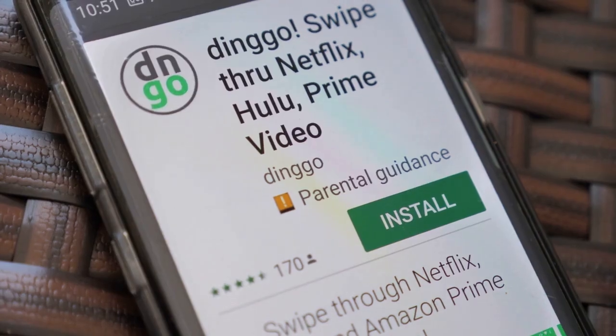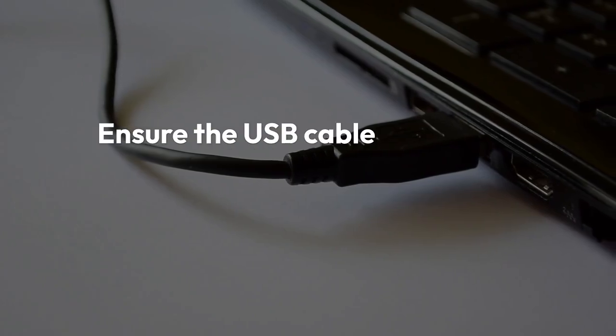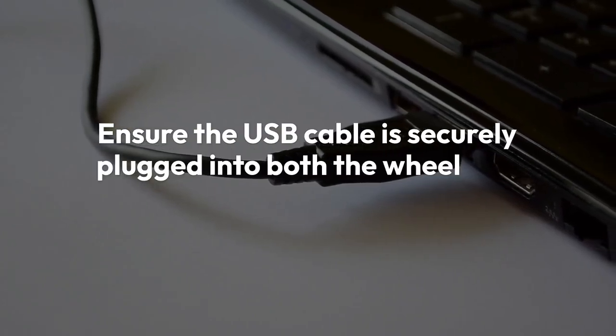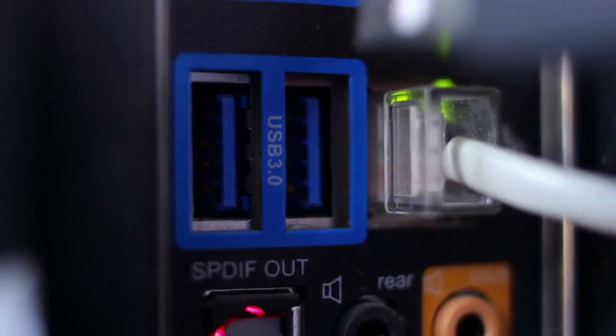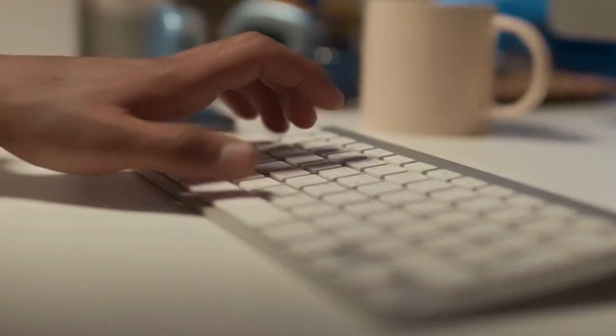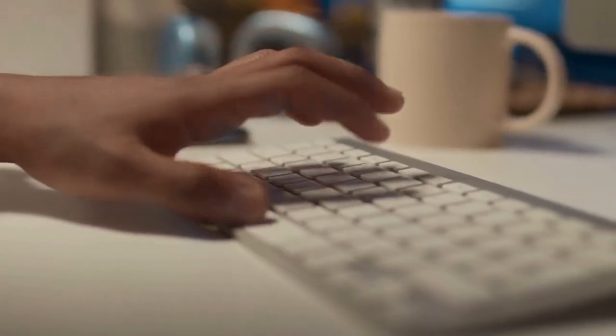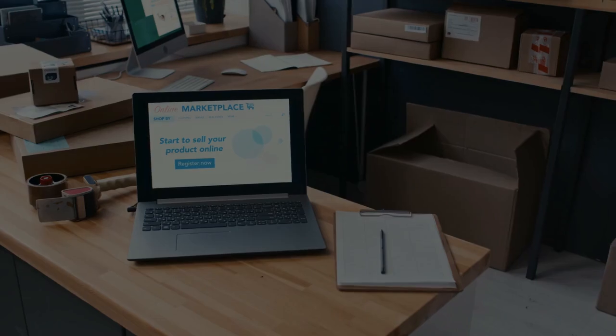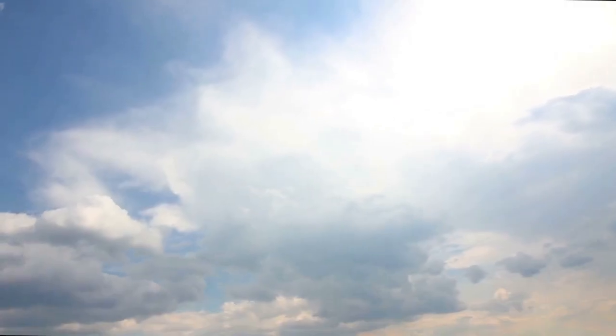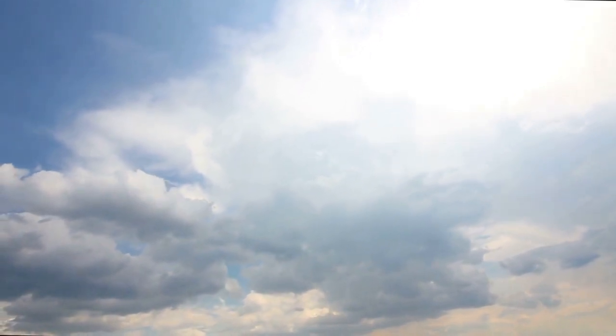Is your wheel properly connected? Ensure the USB cable is securely plugged into both the wheel and your PC. Try a different USB port. Sometimes, a specific port might not provide enough power or have driver issues. Restart your computer. A simple restart can often resolve temporary glitches that prevent the wheel from being detected.